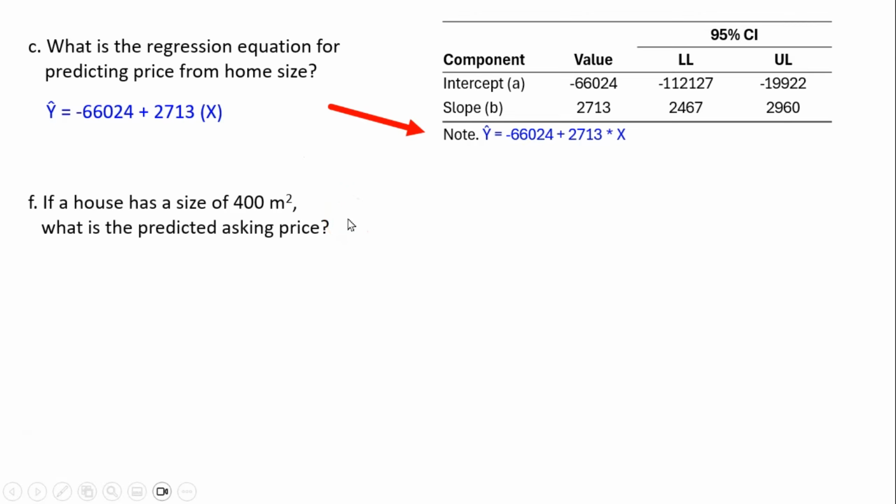So let's do an example. I chose letter F for this one. If a house has a size of 400 meters squared, and by the way, I think I changed the value that they used in the textbook for letter F to something that was better in terms of an example. So we're going to go with 400. If a house has a size of 400 meters squared, what is the predicted asking price? All you do is plug the 400 meters squared into the equation as your x value and solve for y. So let's do that.